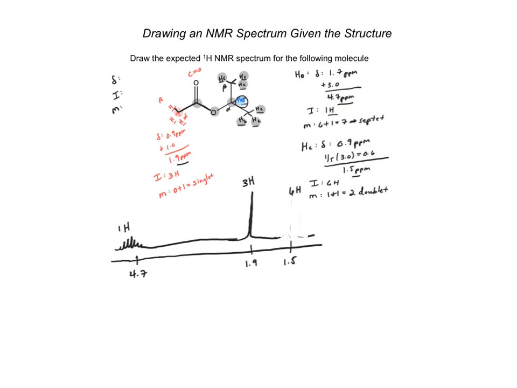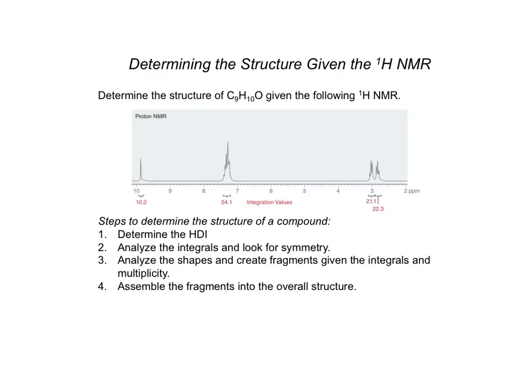This doublet's kind of ugly. I've been inspired by my septet, so I'm going to go ahead and be a little bit more precise. Okay, so for each NMR spectrum, each signal is going to have a chemical shift that you should be able to predict. It's going to have an integral that you should be able to predict, and it's going to have a splitting pattern that you should be able to predict.